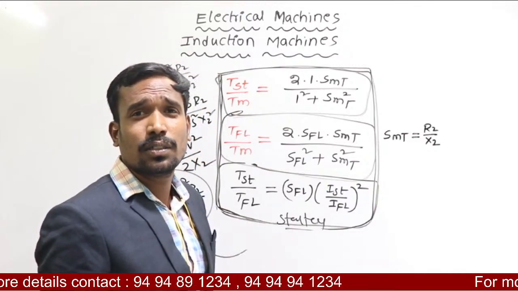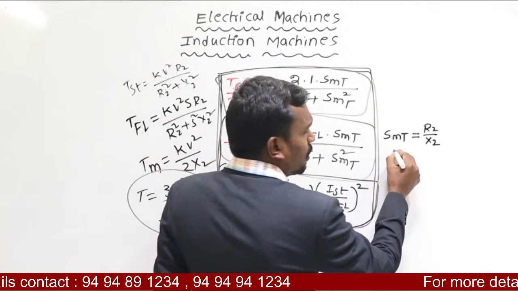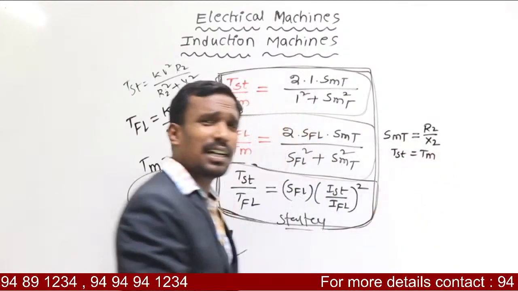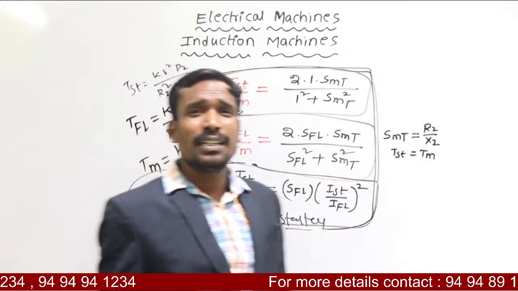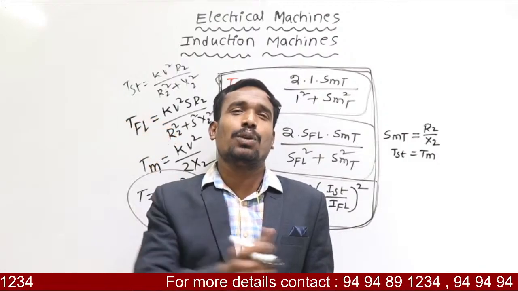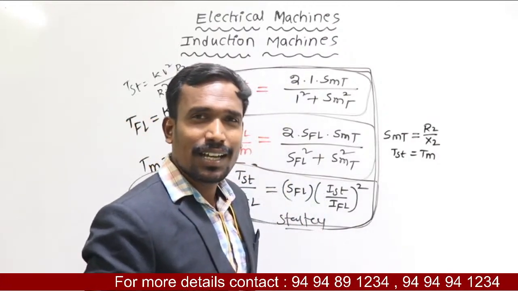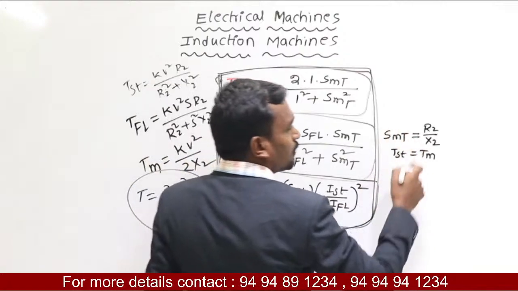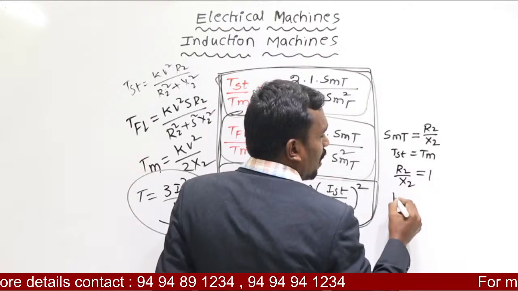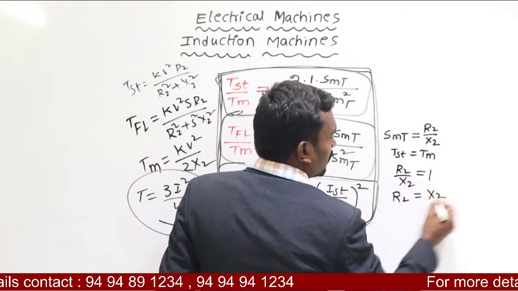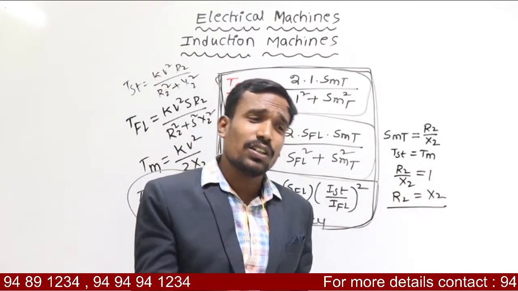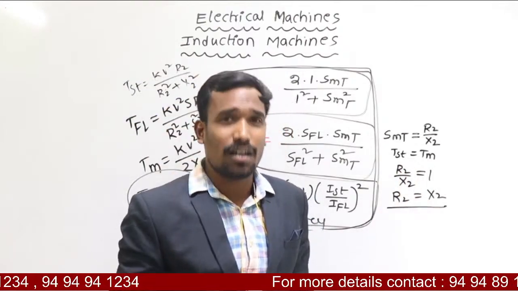For example, they will ask you a question: to get starting torque equal to maximum torque, what is the condition? I want the maximum torque at the starting only. Then what is the condition? At starting only, to get the maximum torque, R2 by X2 should be equal to 1, or simply the rotor resistance is equal to rotor reactance. Then we can get the maximum torque at the starting.